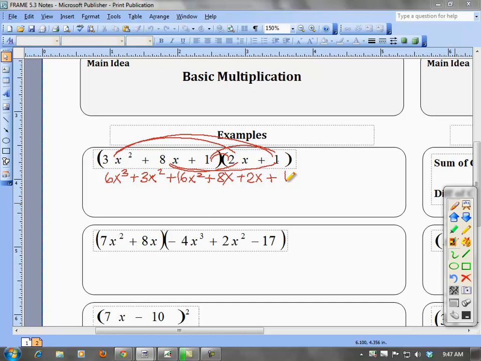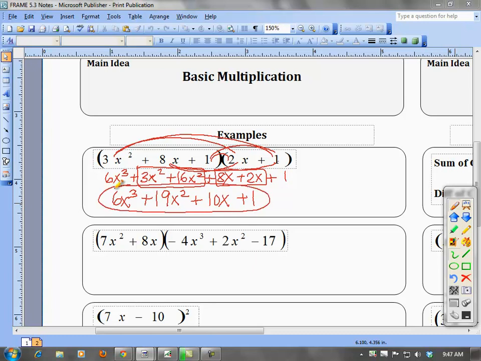Once you're here, the only thing you have left to do then is combine the like terms. So there's no other cubed, so I leave 6x cubed. I now have 3x squared and 16x squared, which makes 19x squared. 8x plus 2x is 10x, and then I have a plus 1 at the end. And so this is my final answer. Okay? And again, you've done this in Algebra 1. I just want to walk back through to make sure we're on the same page.